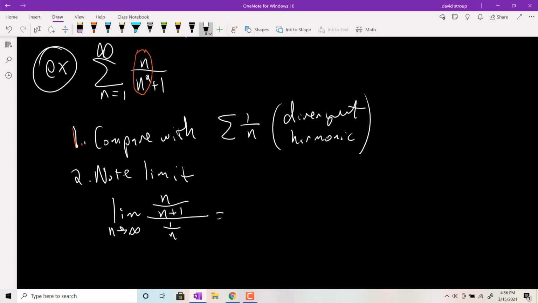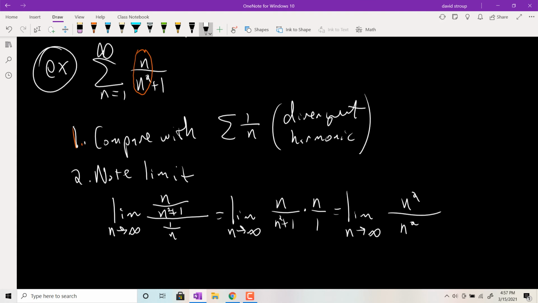It won't matter. So that will become the limit as n goes to infinity of n all over n plus 1 times the reciprocal of 1 over n, which is, there should be an n squared in there, sorry. Times the reciprocal of 1 over n, which is n over 1. So this will be the limit as n goes to infinity of n squared all over n squared plus 1. And then, of course, from what we know about limits, that's just equal to 1. Okay, which of course is greater than 0 and finite. Hence, both of them diverge.